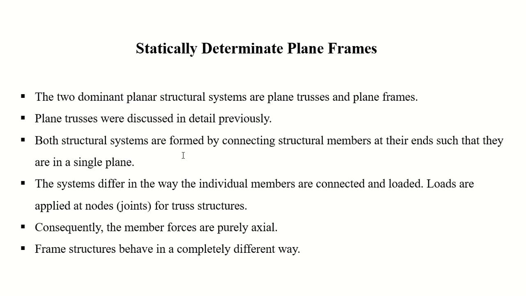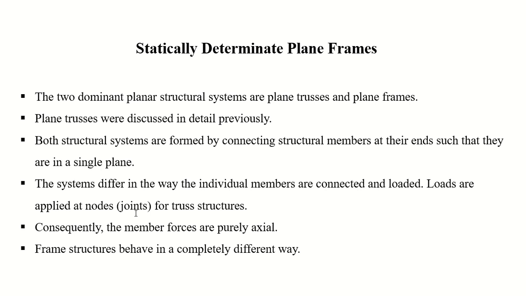Both structural systems are formed by connecting structural members at their ends such that they are in a single plane, right? Now, the systems differ in the way the individual members are connected and loaded, right? Loads are applied at joints for truss structures. As you remember, the assumptions we had made during the analysis of trusses that the members are connected together with pin joints. The end conditions are pin joint, okay, and they cannot resist or restrain the bending moment.